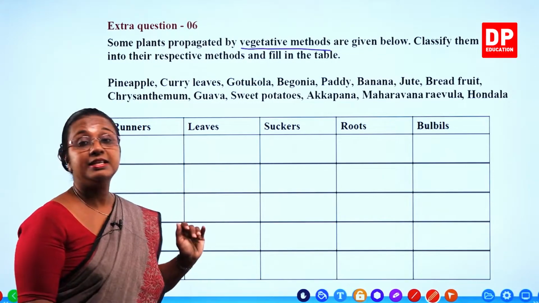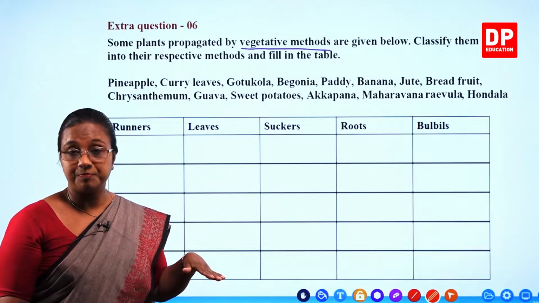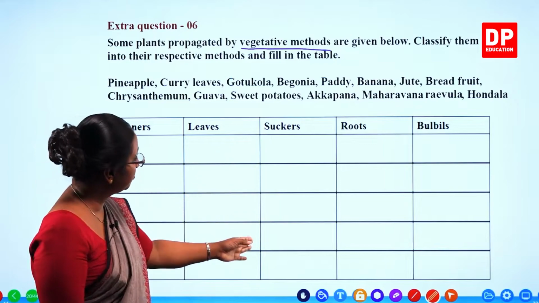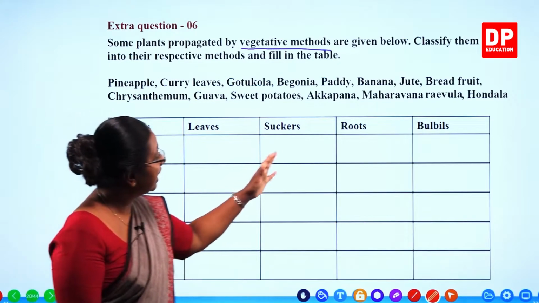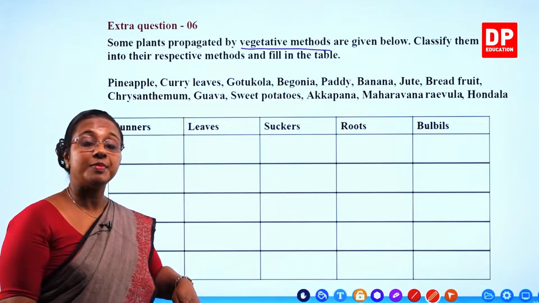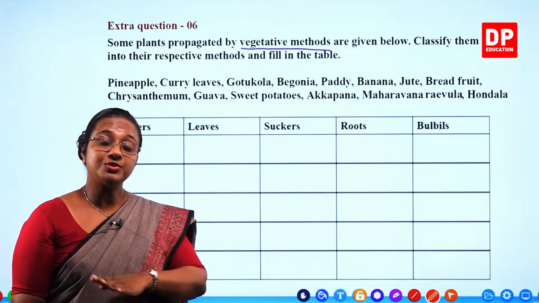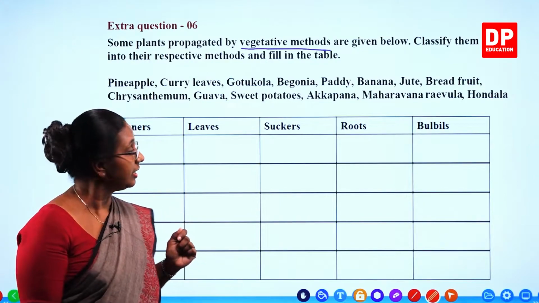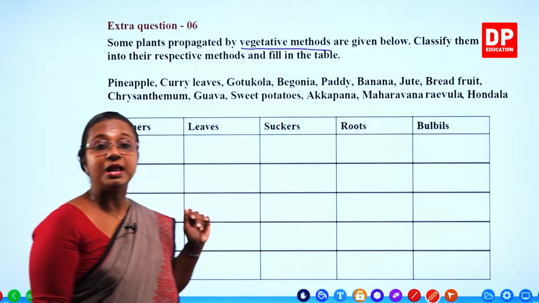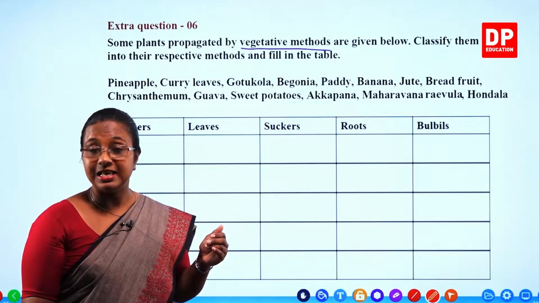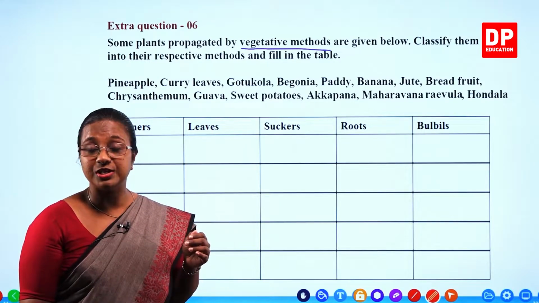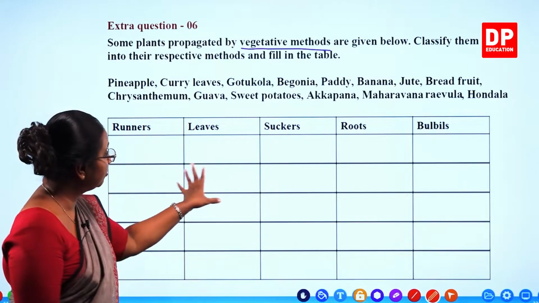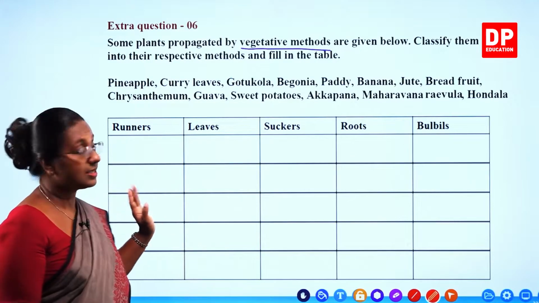Then suckers, it is again part of the stem. A horizontal growth of the stem that produces a new plant. Then the roots. Roots, you all know from below the soil, roots can come out from a different place out of the soil and give rise to a new plant. Then we have bulbils. Bulbils again is an aerial part of the stem that produces new plants. So we have to classify all these plants into these five categories.